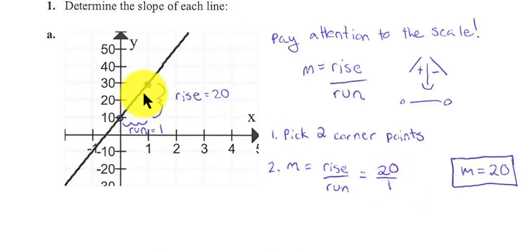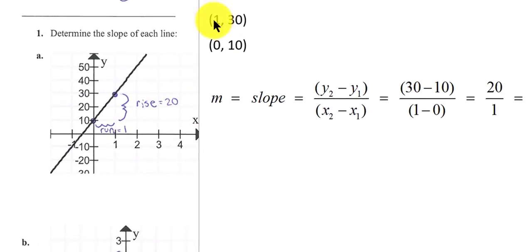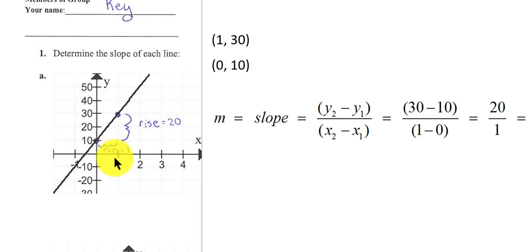Another way to think about this problem would be to pick 2 points, right? This point, again, that ends up on a corner of one of these boxes, the coordinates of this point would be 1, 30, and the coordinates of this point would be 0, 10. So I typed that out for you on a Word document. So it might look something like this, right? This point is the 1, 30 and 0, 10.